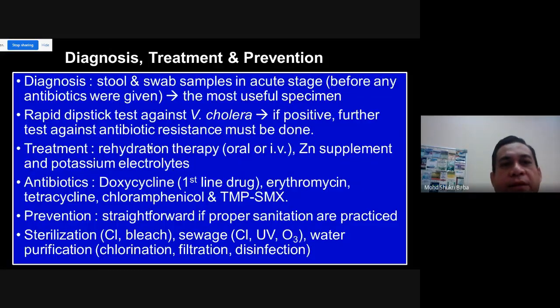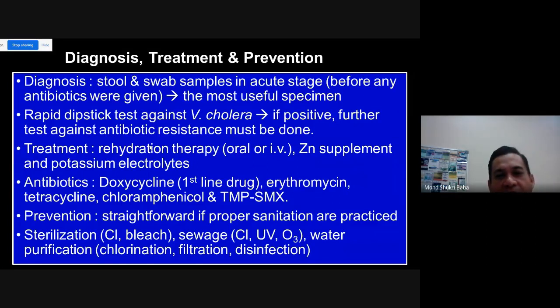Alright. Diagnosis and treatment. Okay, diagnosis is to take a sample in acute stage before any antibiotic was given. Okay, so it's the most useful specimen, and then you can do rapid dipstick test against Vibrio cholerae. If positive, you need to put the test against antibiotic resistance. And then treatment, basically kita bagi rehydration therapy and also supplement of zinc and potassium electrolyte. Antibiotic biasanya the first line drug is doxycycline, dan itulah first line drug. Kalau tidak pun kita bagi erythromycin, tetracycline, chlorobenzidine, and TMP-SMX.